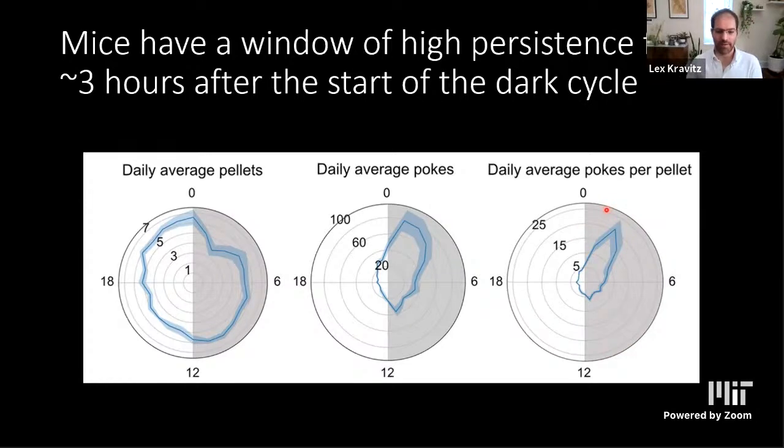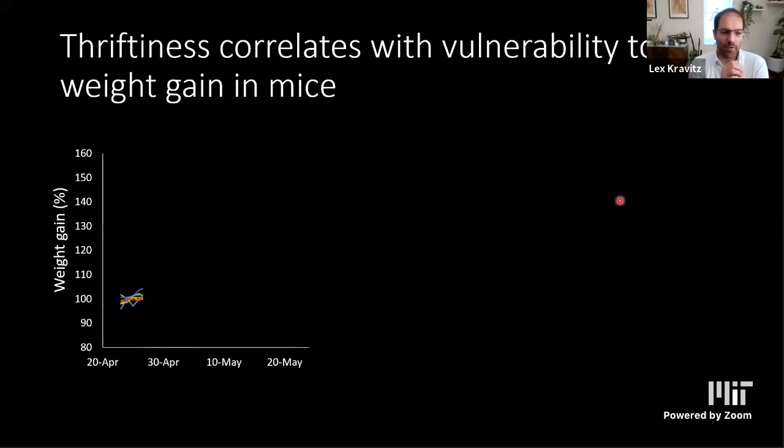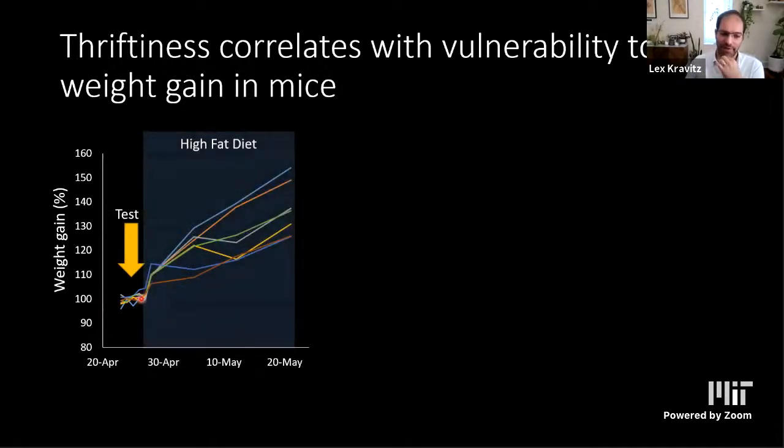So finally, we want to see if this is one feature of behavior that we could look at, how thrifty or how anti-thrifty they are, and see if that correlates with vulnerability. And what we found is that thriftiness, or that thrifty strategy, does correlate with a vulnerability to weight gain. So in this experiment, we had them running for a week on FED3s where we were characterizing this thriftiness. We were testing them the whole time with this progressive ratio, and then we put them on a high-fat diet.